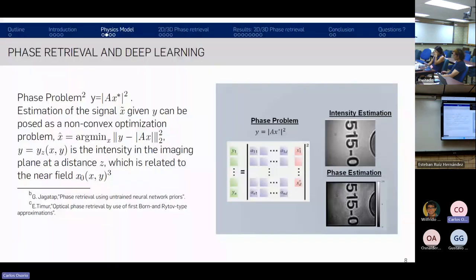The physical models for nonlinear problems, estimation of the phase and the intensity, can be brought to a non-convex optimization. In this case, the application is an optimization model, with intensity magnitude and distance relation to the field.